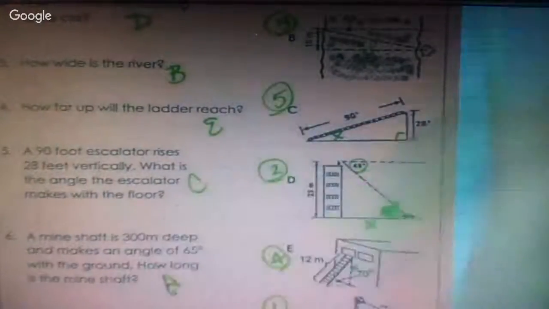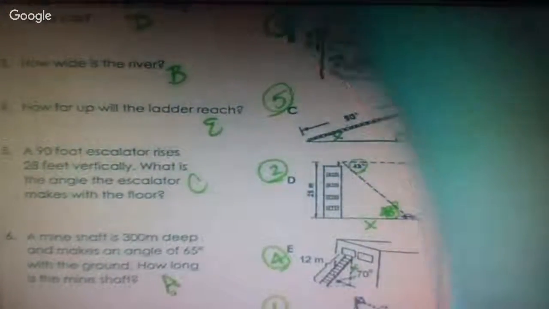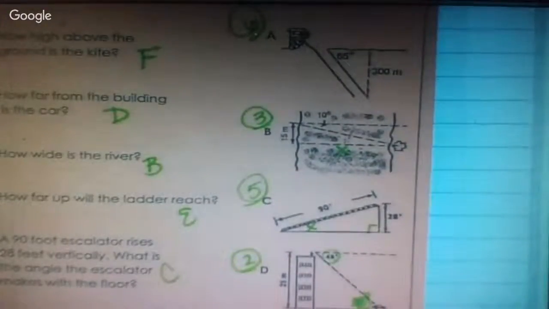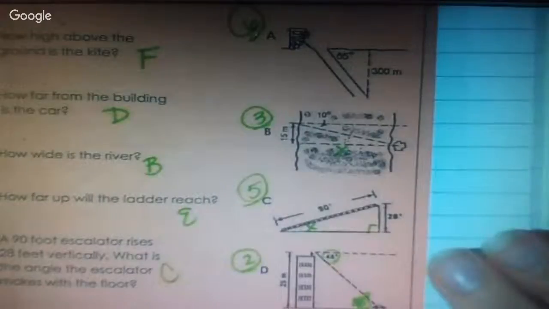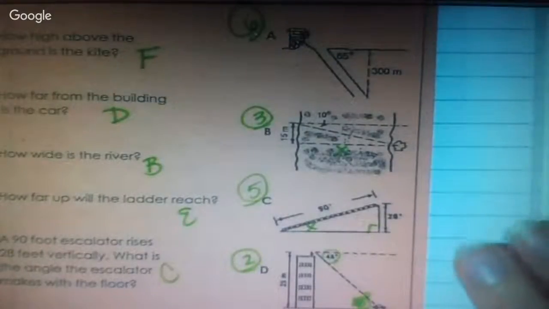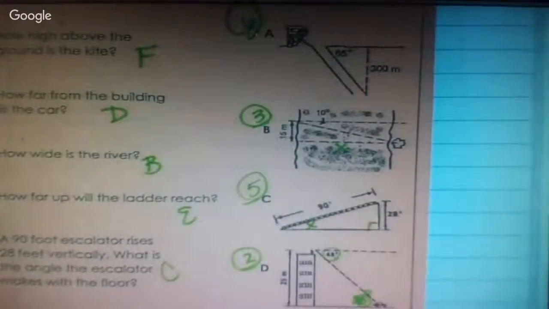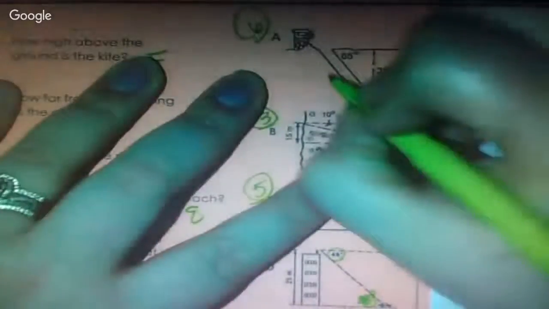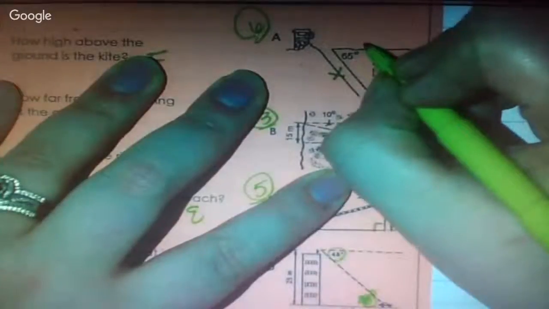Let me answer this one. How long is the mine shaft? We're looking for the line. We're looking for the leg. Are we looking for this? Yeah. That's how long your mine shaft is. It's the only one left. No, not technically. This other side is left.